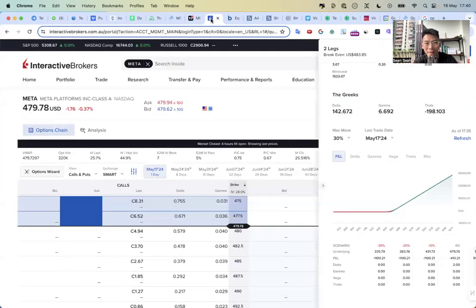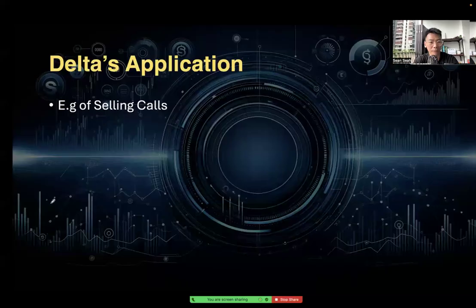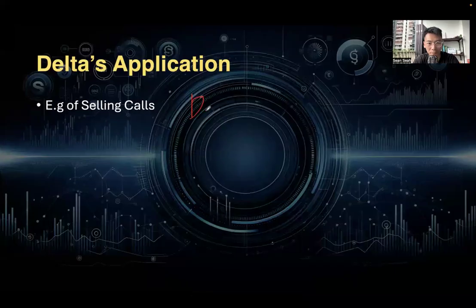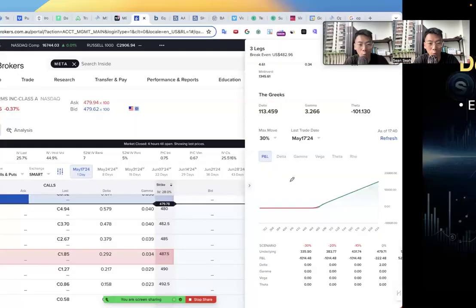In fact, for us, when we sell a call, we want to look at a low delta. Low delta means there's a high chance that we get to keep our shares. So how high is high? I want it to be at least a 70% chance. So I'll look for a delta that is below 0.3. Why do I do that? Think about it. If I have a delta lesser than 0.3, what it means is there's only a 30% chance of me losing my shares.